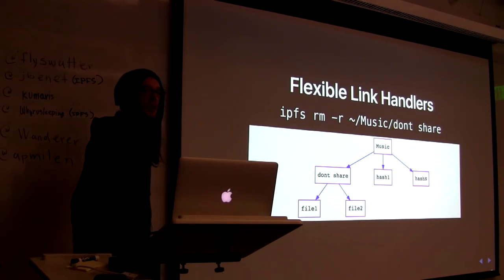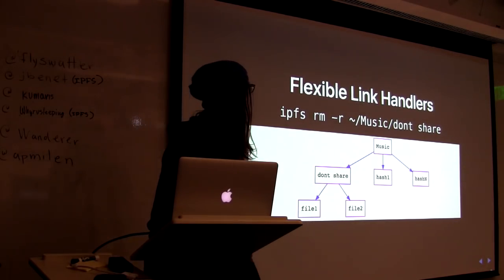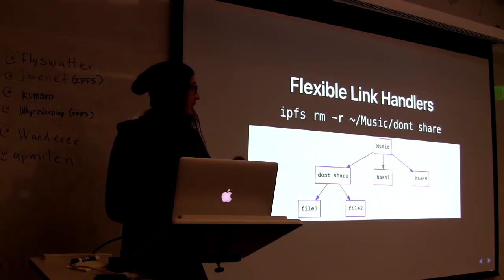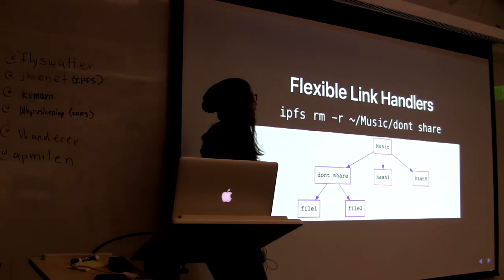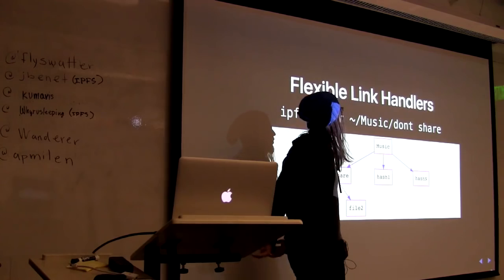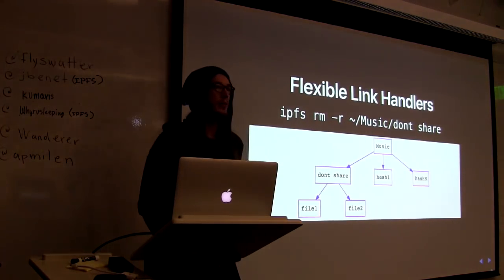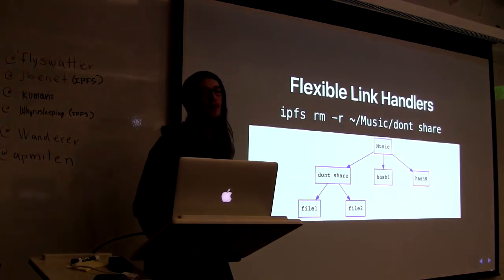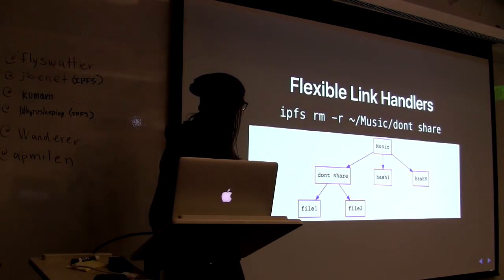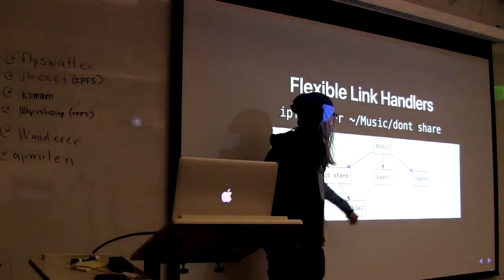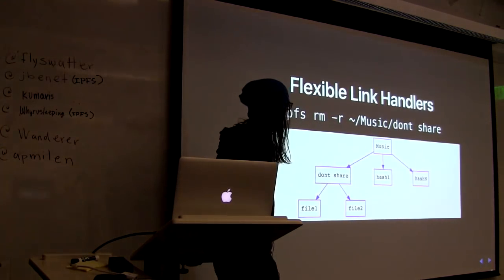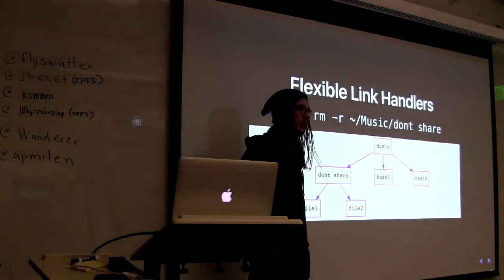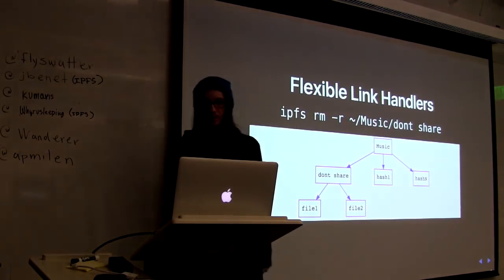We also need to be able to have, so this gets into the point, we need flexible link handlers. So let's say we have a scenario where the music folder is shared on IPFS, but we have a subfolder that we don't want to share. So we need a way to accommodate that. So maybe what gets hashed into the music folder is just some symbolic reference to this thing here, but not the Merkle link.